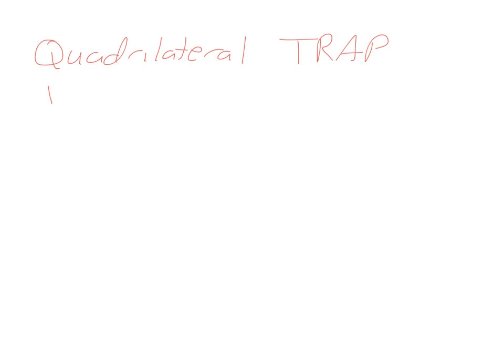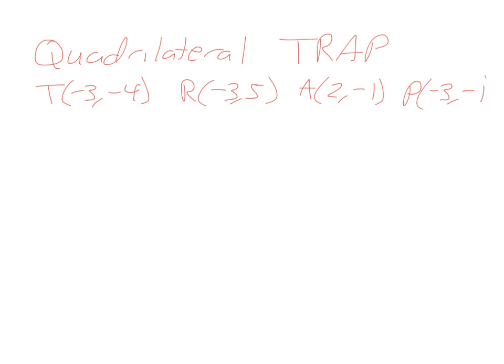Okay, so T is the point. Oh, but the bad thing is I should have known if this was a quadrilateral or not, but that's okay. Quadrilateral, T is the point -3, -4. R is the point -3, 5. A is the point 2, -1. And I tell you, this will probably cross over each other just because I'm not thinking about it. I'm making this up as I go along. And P is going to be the point -3, -1.